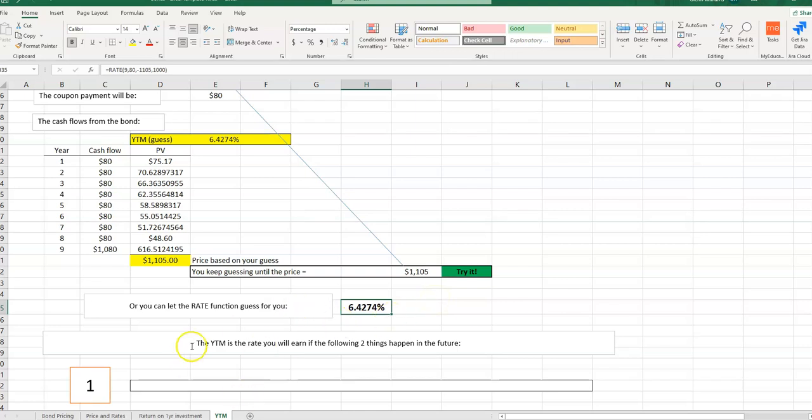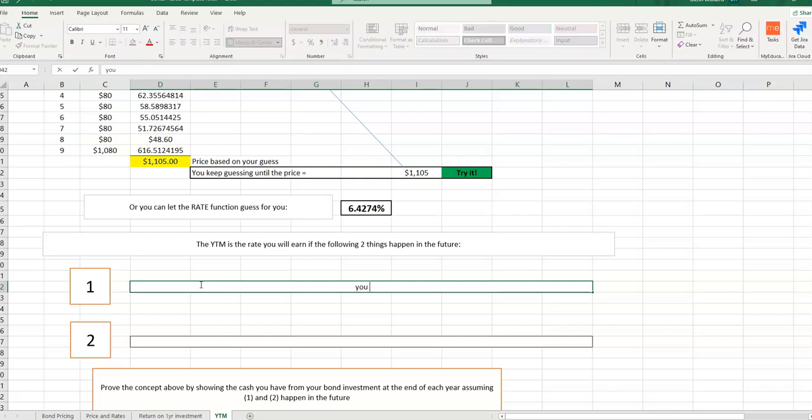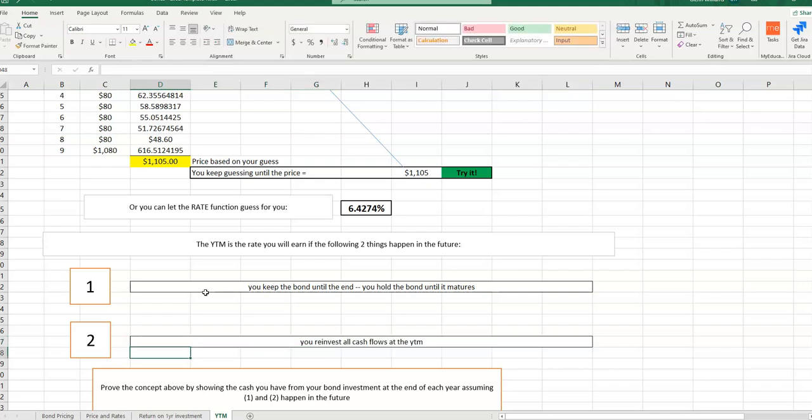But the yield to maturity for a bond is the rate you will earn only if the following two things happen in the future. Number one is you keep the bond until the end. In finance speak, we would say you hold the bond until it matures. This is why it's called yield to maturity. You keep the bond all 9 years and collect all the payments. And number two is you reinvest all cash flows at the yield to maturity.